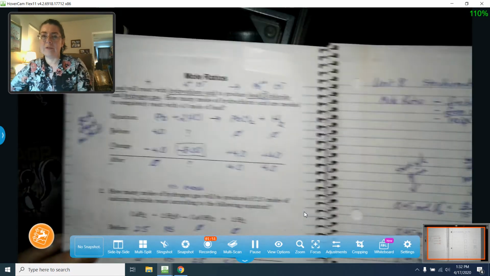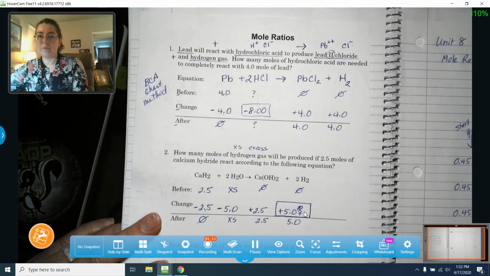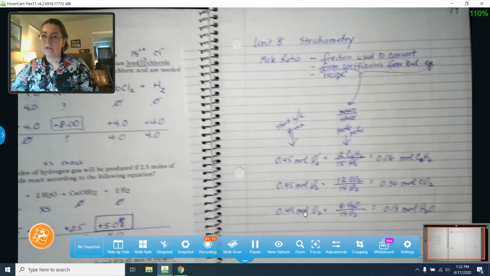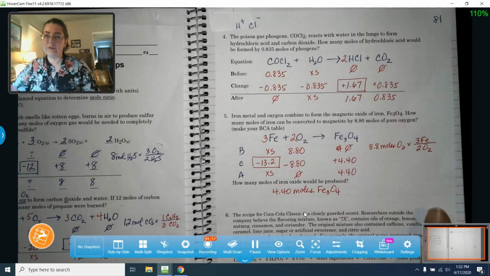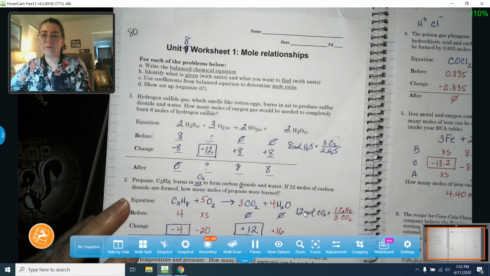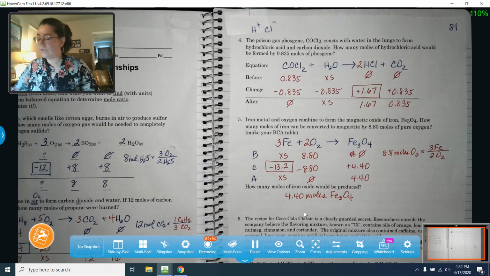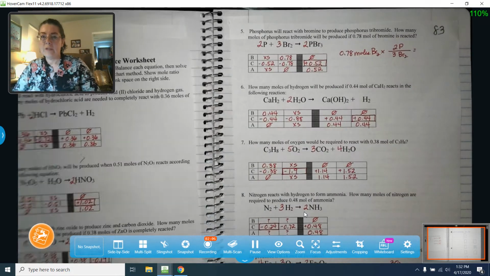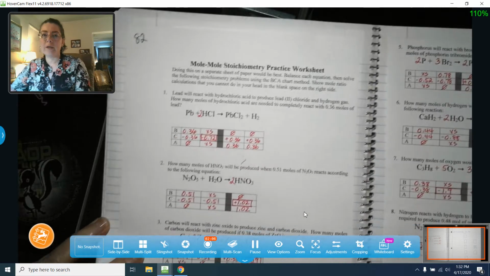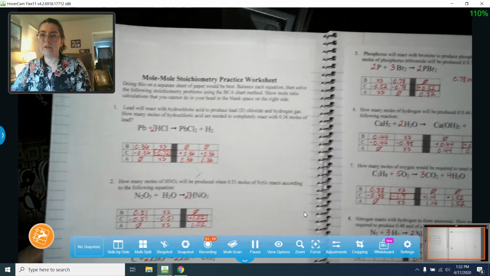Then we had some practice problems, the ones that we did together. And then we did some more practice, and I went over some of these in the tutoring session. And then you had even more practice. You're going to turn those in.